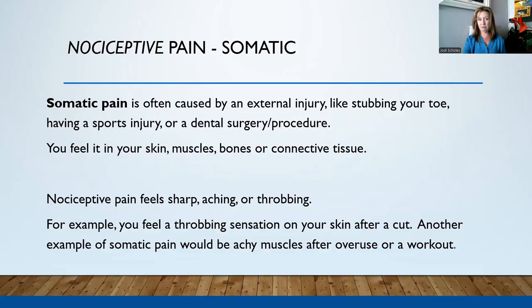Nociceptive pain usually is sharp, aching or throbbing, versus neuropathic pain, although it can be described the same way. So you feel a throbbing sensation on your skin after you get cut. Somatic pain also would be like aching muscles after a workout. You're feeling it in your muscles. So skin, muscles, bones, connective tissue, that's all somatic pain. Visceral has to do with an organ. Okay.